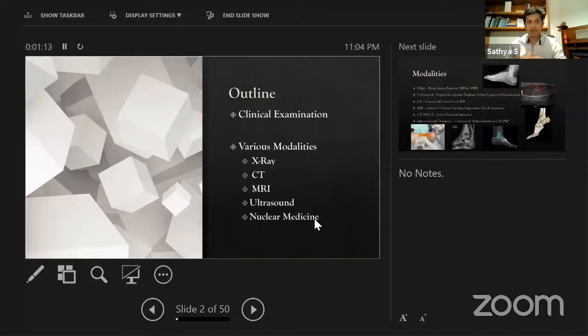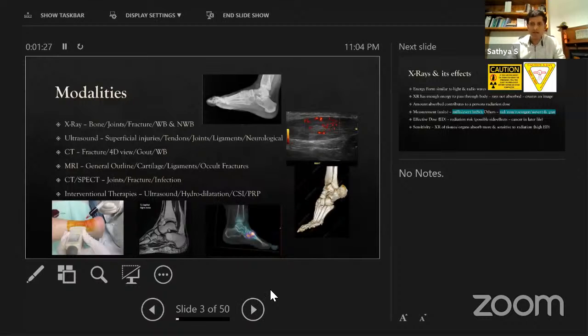In our topic today, we'll be overviewing various modalities relating to X-ray, CT scans, MRI, ultrasound, and of course nuclear medicine also. You can see this is a bit of a busy slide, where we can see all the different modalities that we can use for foot and ankle radiology. X-ray involves bone, joints, fractures, and we can do weight-bearing and non-weight-bearing X-rays also.